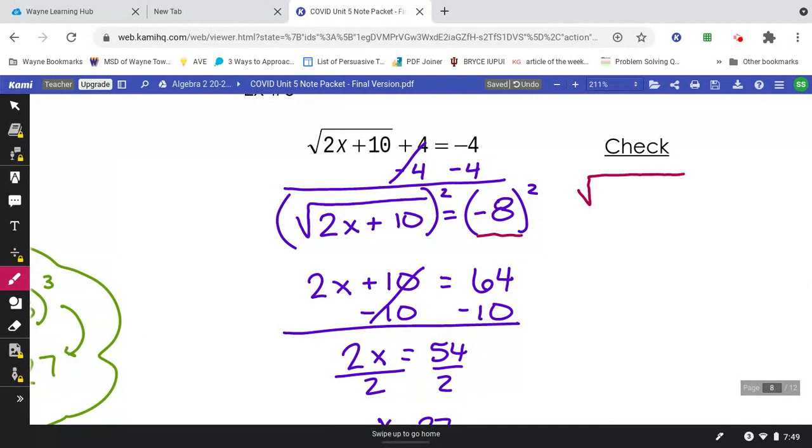You can plug it into the equation as long as it still has a square root bar in it. So you could plug it in right here, or you can plug it in right here, but you cannot plug it into that one. Right, so it has to still have the square root in it. I'll go with a very original problem. 2 times 27 plus 10 plus the 4 equals negative 4.